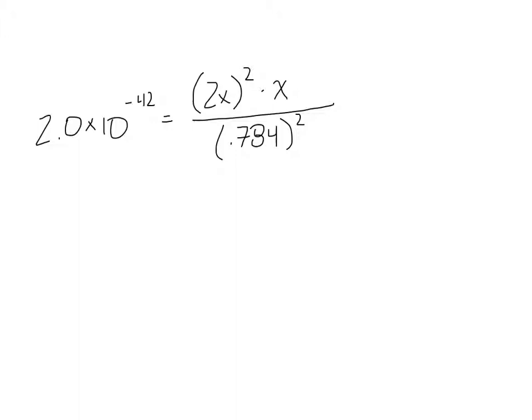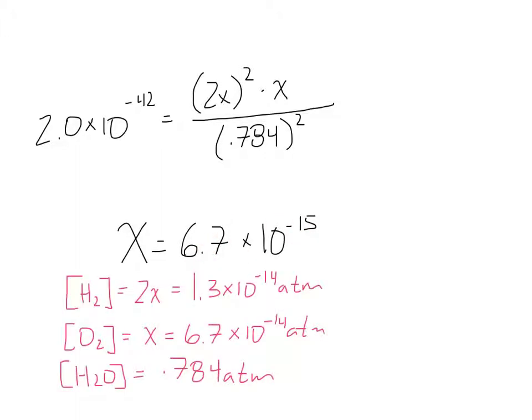So we can go ahead and solve this for x. And when we do that, and I'll let you do that on your own, we find out that x is equal to 6.7 times 10 to the negative 15. And that's why we could leave out that minus 2x, because that's an extremely small number. So we've still got to finish up by putting those numbers in. This is the value for our x, and the pressures of H2, O2, and H2O would be these values right here.